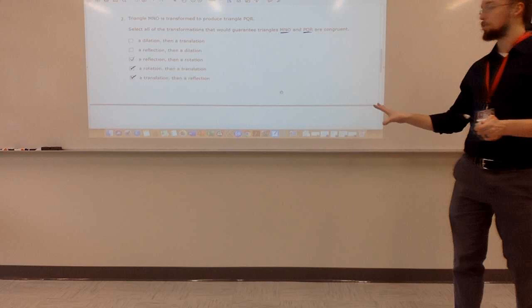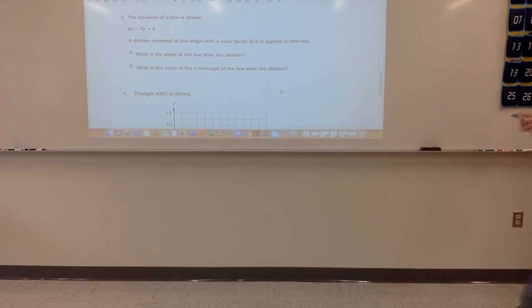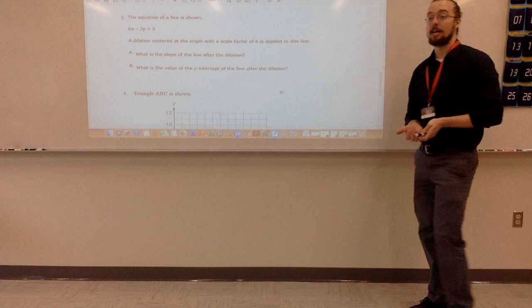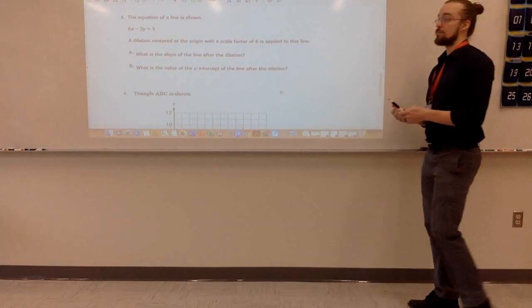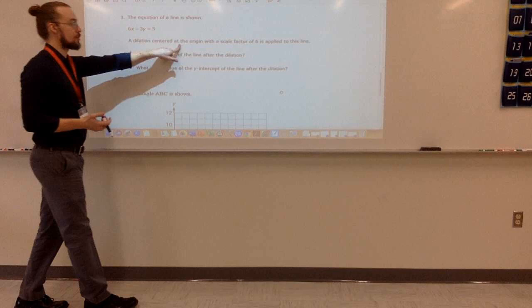All right, then we're still going to skip number 1, so let's jump to the back. The first one on the back here talks about dilating a line. So we're given the equation of a line, 6x minus 3y equals 5. And I want to dilate this with the center at the origin and a scale factor of 6.